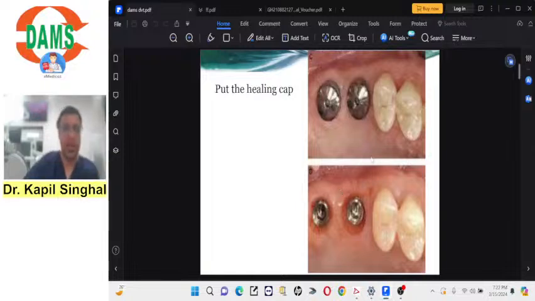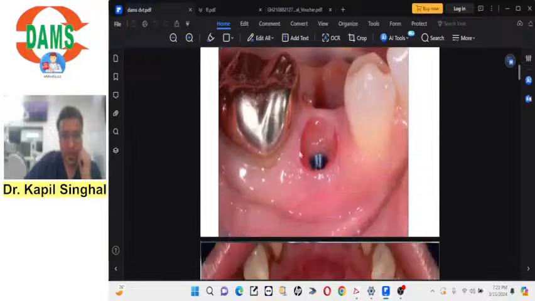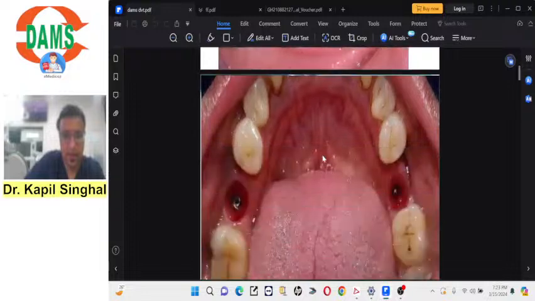So what is the role of a healing cap? It creates the soft tissue profile. It creates the emergence of soft tissue gingiva around the implant. Is it clear? This is how the soft tissue profile has been created with your healing cap.